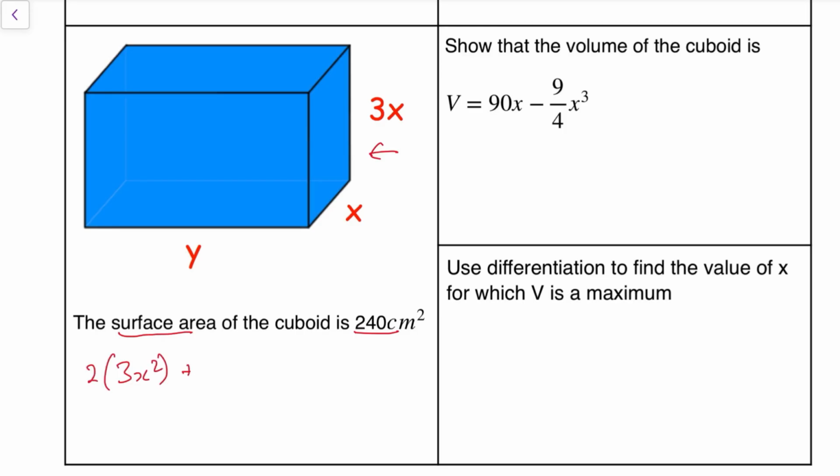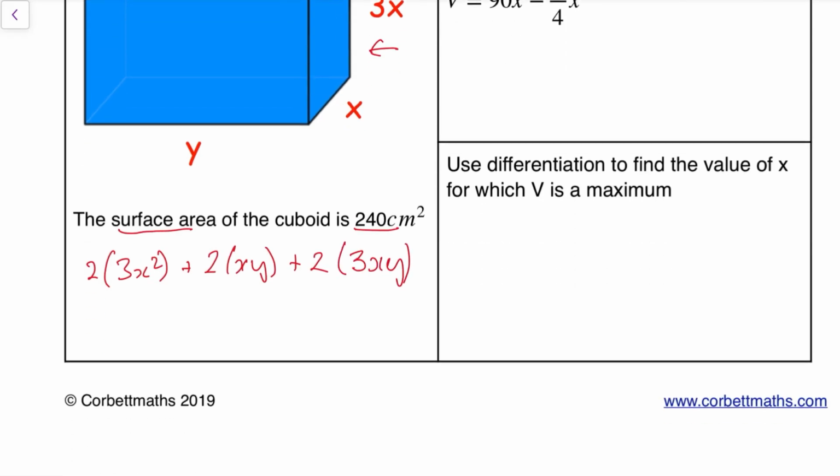The bottom is going to be xy, and then I have 2 of those. And the side, sort of back and front side, is going to be 2 lots, because I have 2 of those as well, 3x times y. And let's neaten all this up.